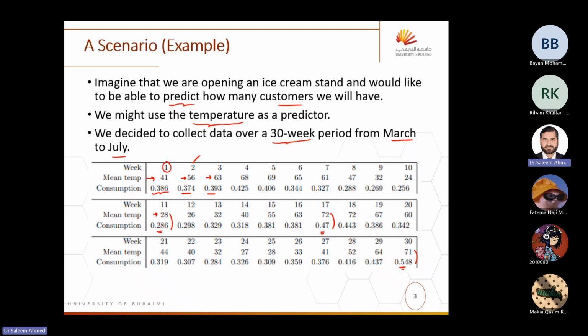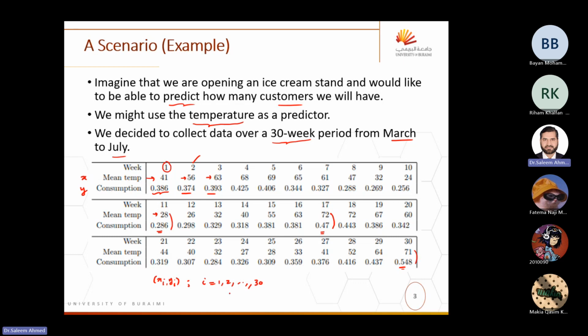So there may be a relationship. We don't know, but there may be a relationship between temperature and consumption. So if I take X as temperature and Y as consumption, I have 30 values. So I have the points Xi, Yi because I considered 30 weeks. So I have 30 points here. Agree? From X1, Y1 to X30, Y30.